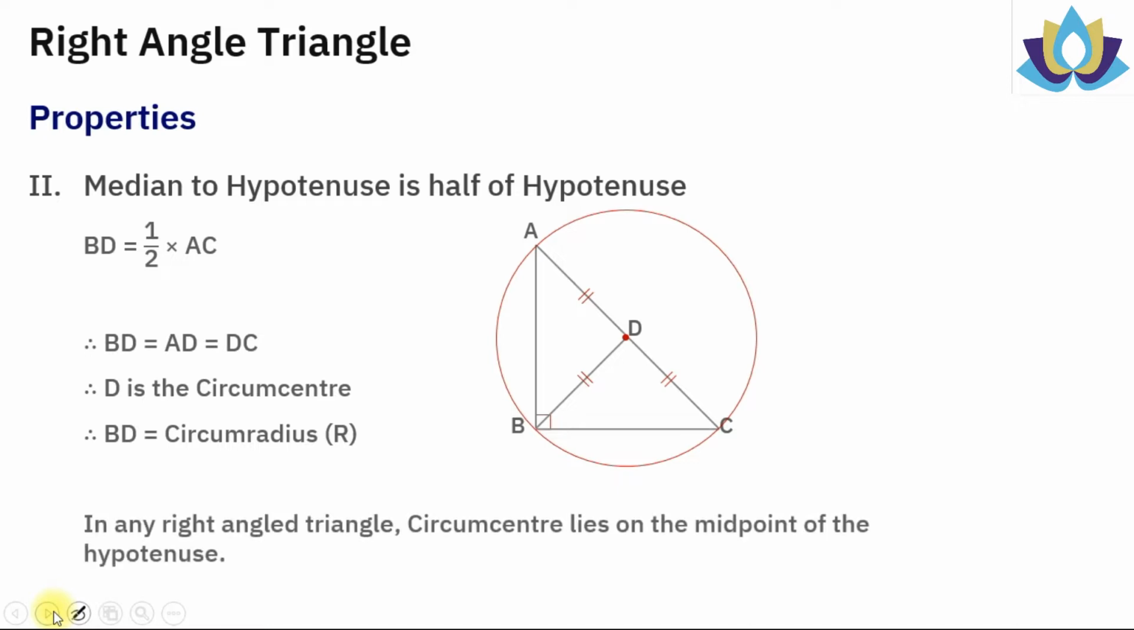Next, this is valid for any right angle triangle: the circumcenter is always on the hypotenuse, and that's nothing but the midpoint of the hypotenuse. And the median to the hypotenuse is always half of the hypotenuse. I have seen some simple questions, and it's just a matter of recalling the property. Those who can recall the property, it's a simple question for them. I'll show you in some actual questions as well.